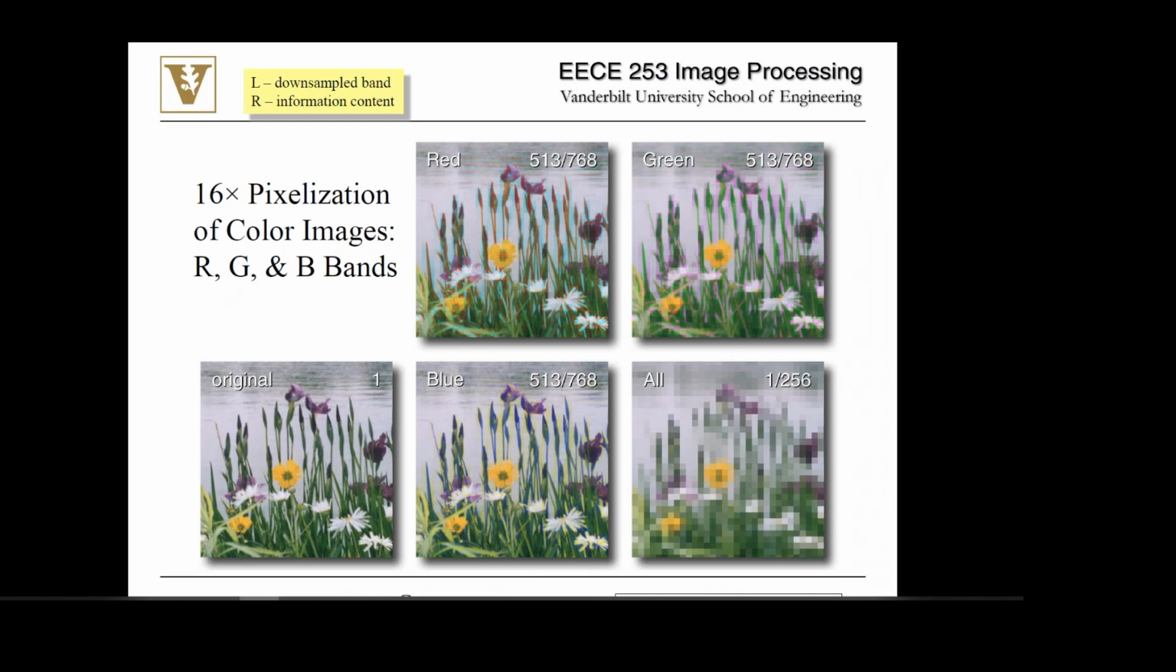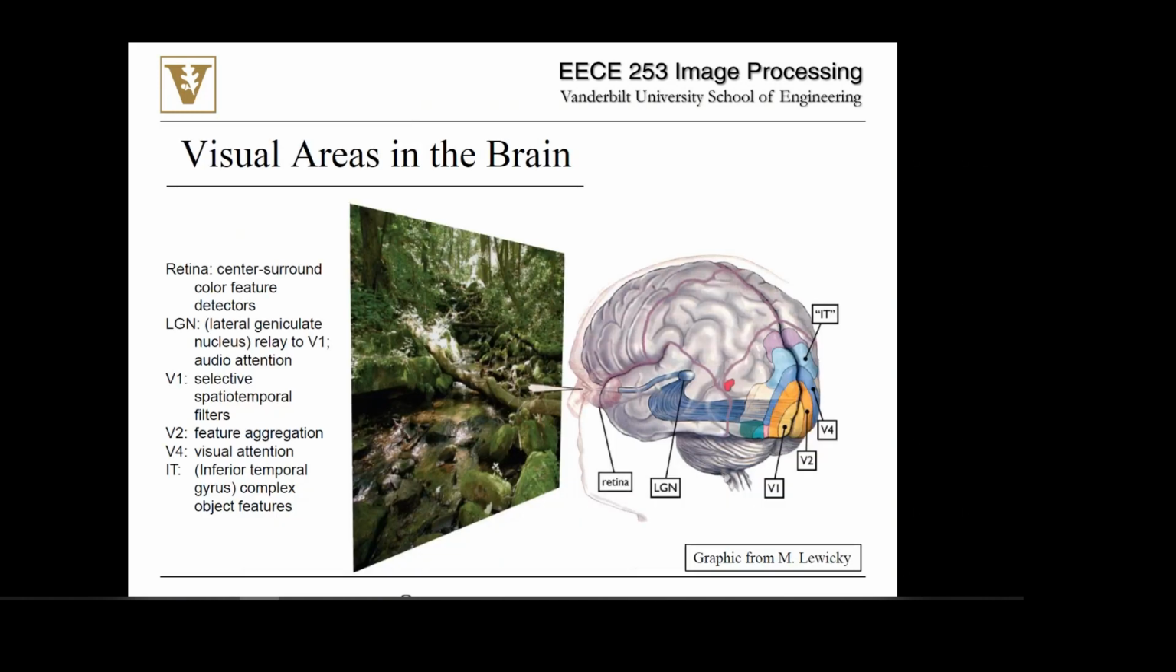Why do we have more green cones than red and blue? Why do you think we see better in the green? So our environment, we grew up in the savanna forest, we want to see very small details in the green. And then you are adapted to your environment. Okay, so this is the eye. Something else is the brain.